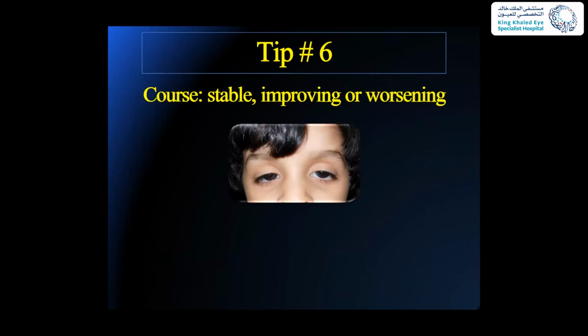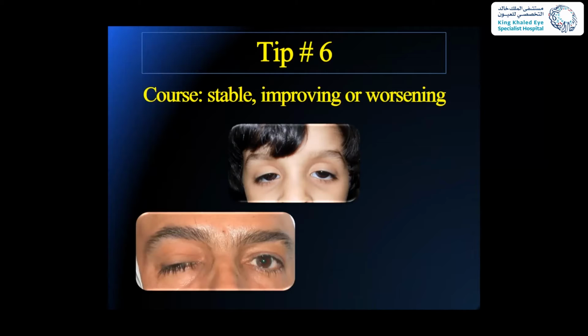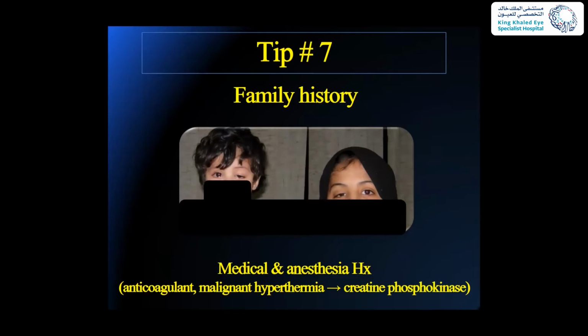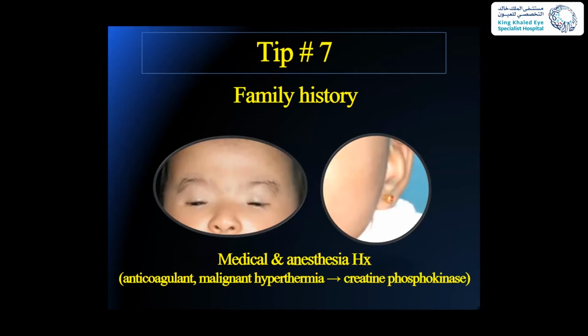Also, is the course stable? Congenital ptosis usually does not improve with time, nor get worse. Or is it improving or worsening, like in third nerve palsy or involutional ptosis, which is getting more and more with time. The family history is important for the medical history and anesthesia, and patients with congenital ptosis have a higher incidence of having congenital heart disorders. So don't forget to ask about congenital heart diseases. If the patient has blepharophimosis, also ask if male or female, because if she's female, she tends to have ovarian failure.